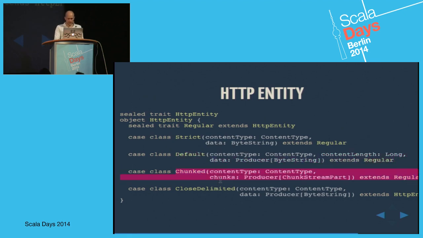If you have chunked responses or chunked requests, then the entity will look like this. You have a content type. You have no content length because chunked requests and responses cannot have a content length. Instead, they have another type of stream, which is a stream of chunked stream part, which I'm not showing here. It's simple. It's just a chunk and a last chunk, because the last chunk in your chunked message cannot contain any data. It can just contain a trailer or some extensions and so on. There are some funky things in HTTP that you can attach to those chunks.